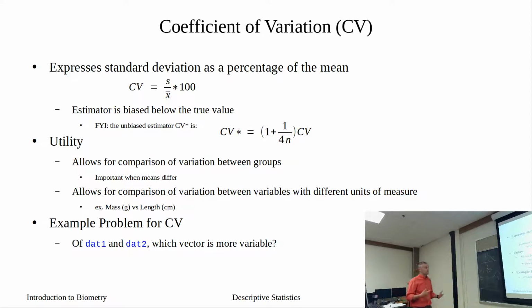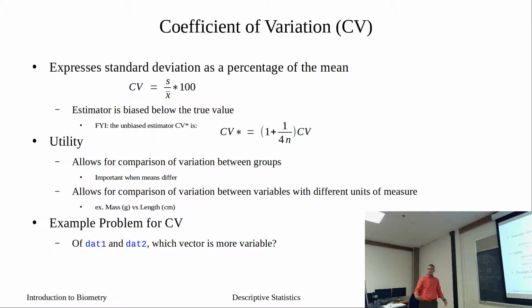We do typically report it, so I can look at the decimals and say, oh, it's 0.76. Yeah, I've got 76% variation around the mean. That's kind of what it's describing. Now, coefficient of variation is biased. It's below its actual true value. So they do have an unbiased estimator that is used that way, but we're not going to do that.